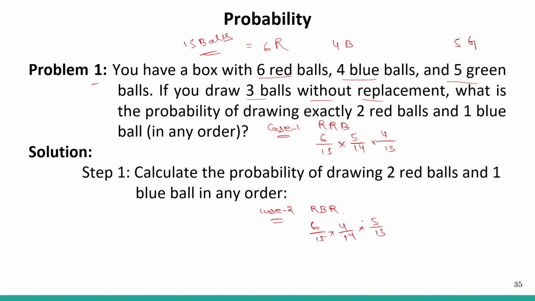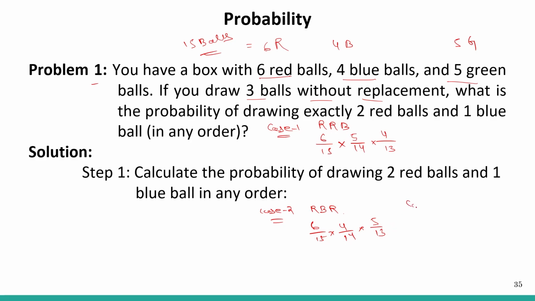Why? Because 5 red balls are still present, since only one red ball was picked among the 6, so the remaining is 5. How many balls are total left in the box? There are 13 balls remaining in the box, because 2 are already picked up. So it will be equal to 6 into 4 into 5 by 15 into 14 into 13, whatever it is.